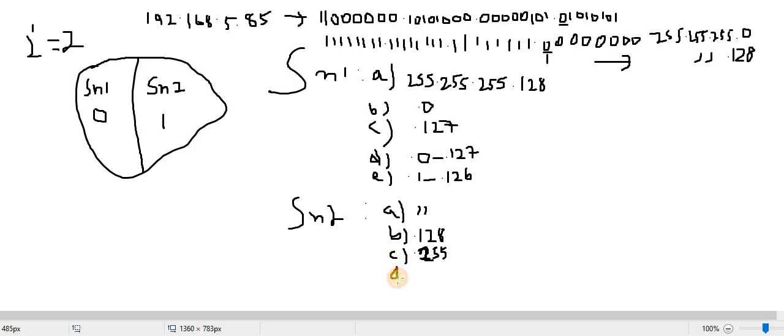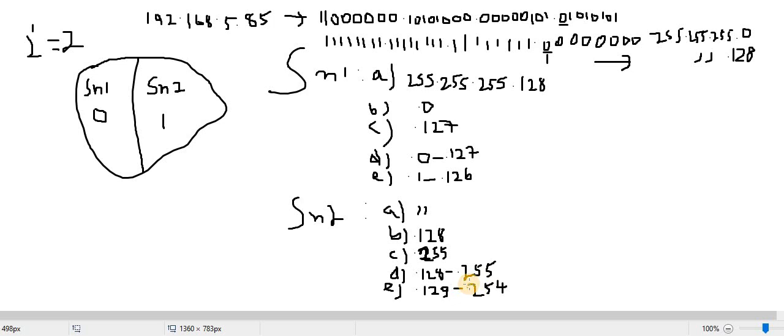For subnet 2, similarly, A is the same number because the subnet mask for all subnets is the same. B is the network address for subnet 2. By setting this to 1 and setting the rest to 0, we will have the number dot 128. 1 and 7 zeros is 128. So this is the network address for subnet 2. And its broadcast address would be, if we set this to 1 and the rest to 1, which is 255.